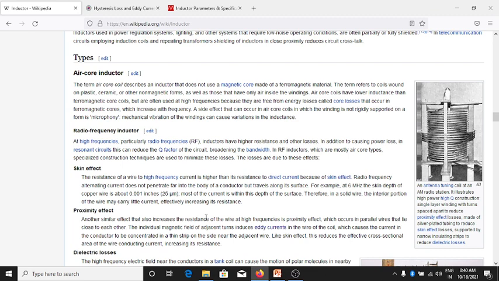Next is the radio frequency inductor. At high frequencies, particularly, radio frequency inductors have higher resistance and other losses. In addition to causing power loss, in resonant circuits it can reduce the Q factor of the circuit, broadening the bandwidth. RF inductors are mostly air core type. Specialized construction techniques are used to minimize these losses. The losses are due to these effects.